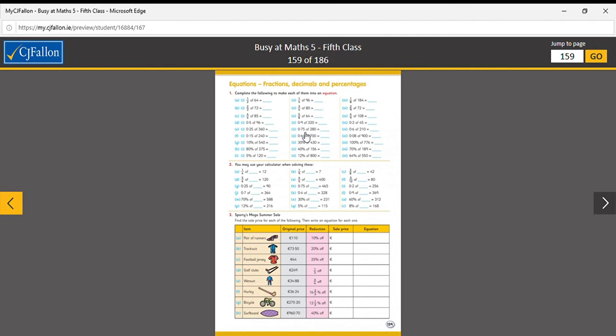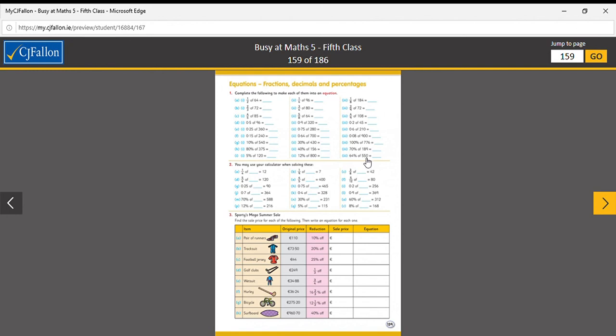0.75. Can you remember what fraction that is? It's actually 3/4, isn't it? And are there any other tricky ones there? 64% of 550. Wow. So if you're getting percents, percent means out of 100, so you'll be dividing 550 by 100.